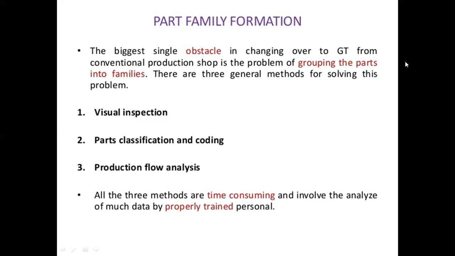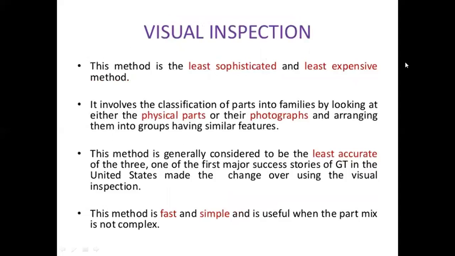Coming to part classification and coding, you give codes to the various parts depending upon the manufacturing process they will undergo, and also depending upon the dimensions they have. By this you give different kinds of codes. Then comes production flow analysis. In this, what production process has to be carried out after which production process, we call it production flow analysis.